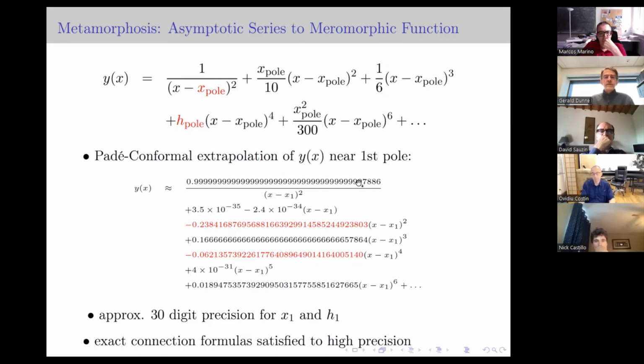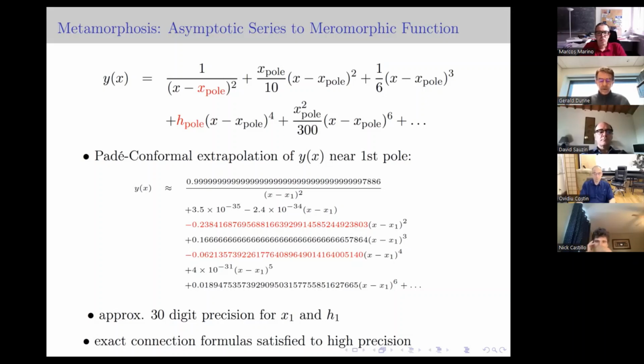When I say very much, I mean to something like 30-digit precision with 50 input terms. So indeed, the coefficient of the leading term is 1 to very high precision. The next few terms are 0 to 30-digit precision. The next coefficient is indeed 1/10 of the location of the first pole, meaning this value. The next coefficient really is 1/6. The next coefficient is the other constant that you didn't know in advance, and you can get 30-digit precision of this. The next coefficient is 0, and this number here is indeed x pole squared over 300 to very, very high precision.